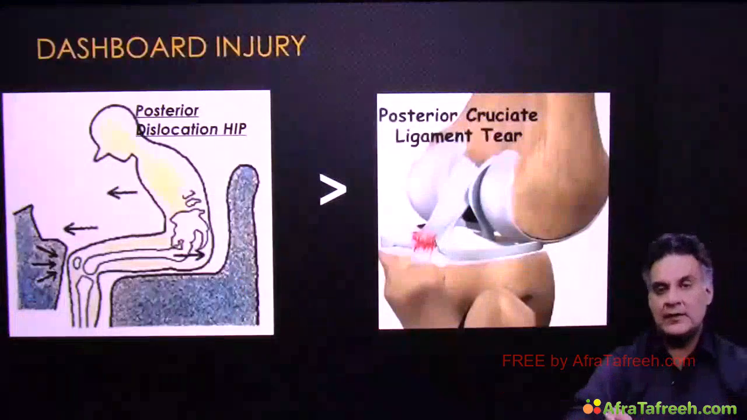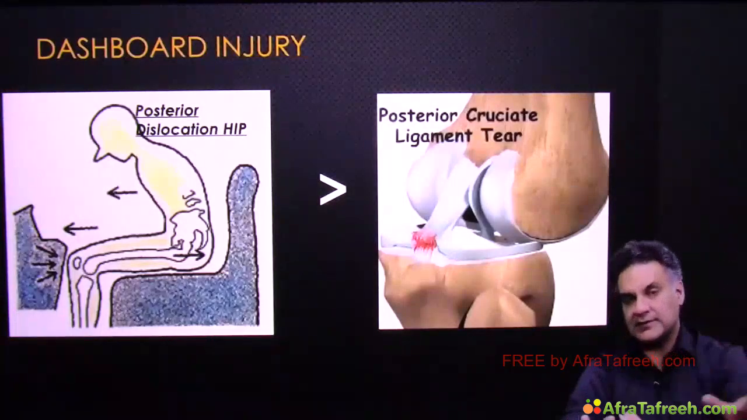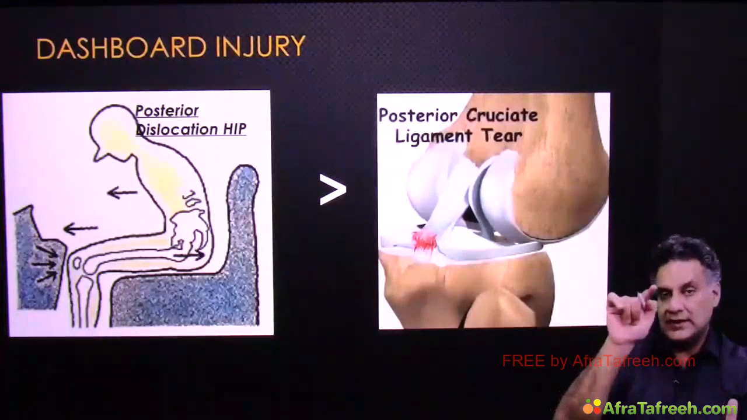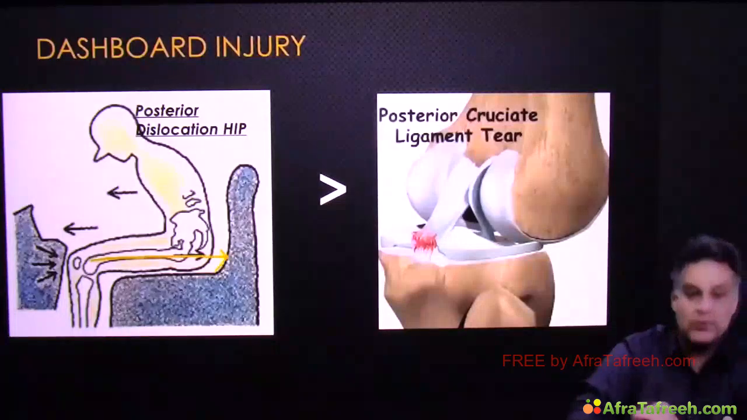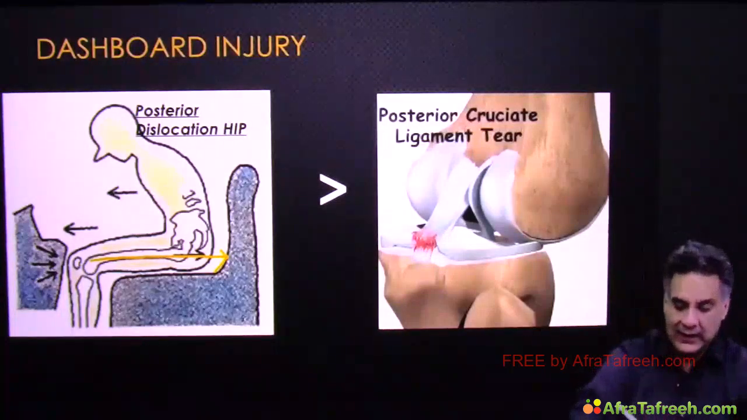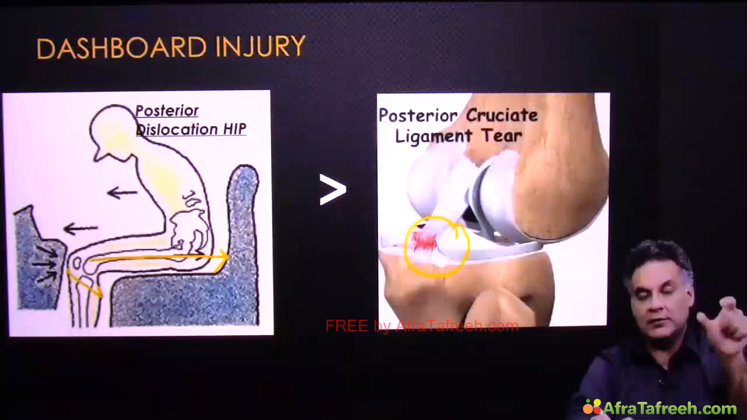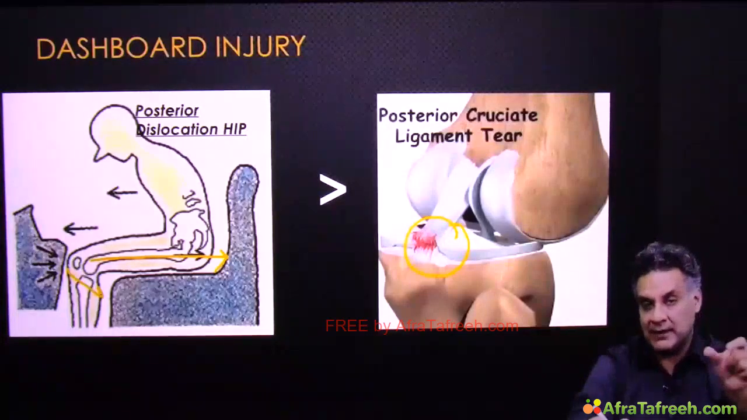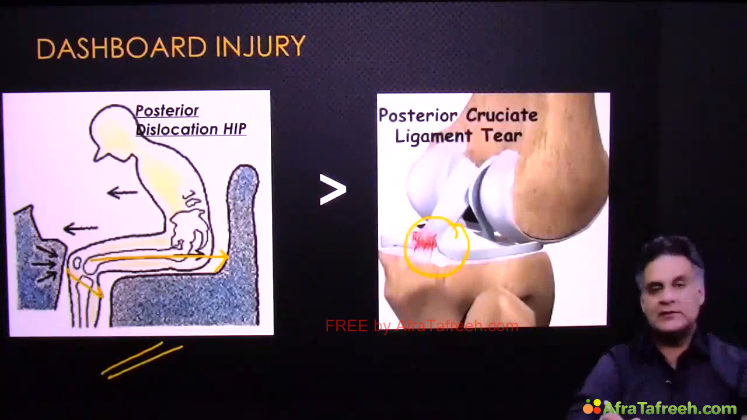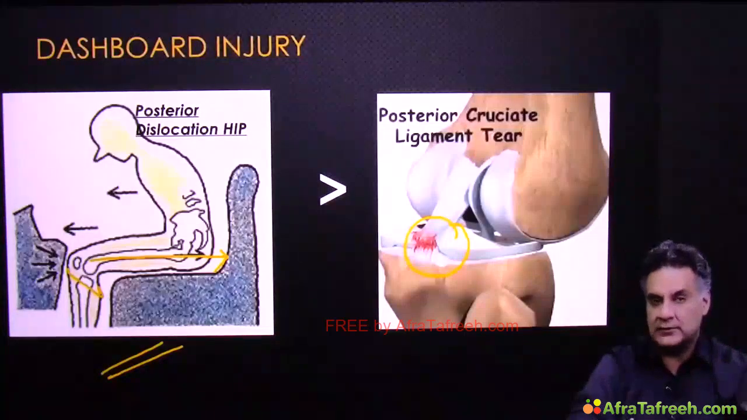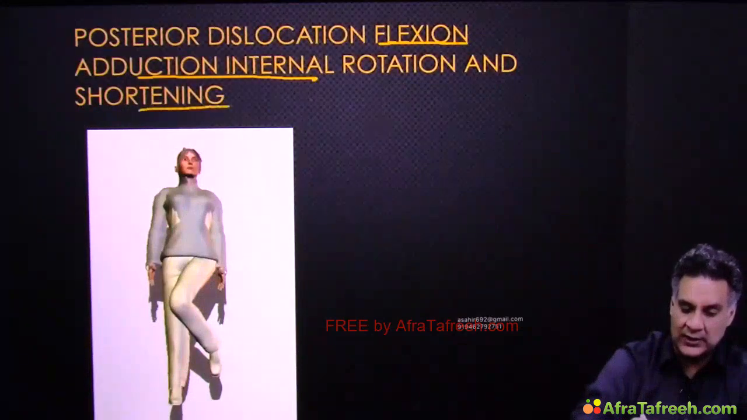As compared to it, if you're sitting in a car in a high-speed vehicle and there's a sudden brake, your knee will strike against the dashboard. If the force goes around the femur, there will be posterior dislocation, called dashboard injury. And if it goes around the knee, there will be avulsion of the posterior cruciate ligament. The most posterior structure at the upper end of the tibia is the PCL, avulsion. Both are dashboard injury, but dislocation is the more common answer. So in posterior dislocation, you will have flexion, adduction, internal rotation, and shortening.